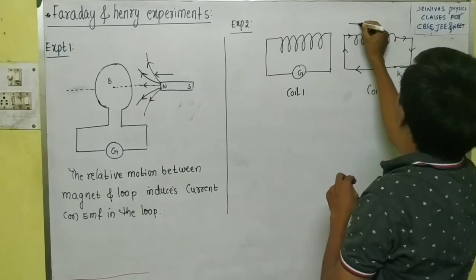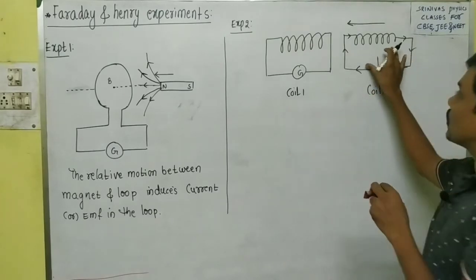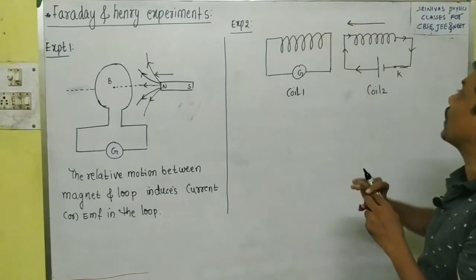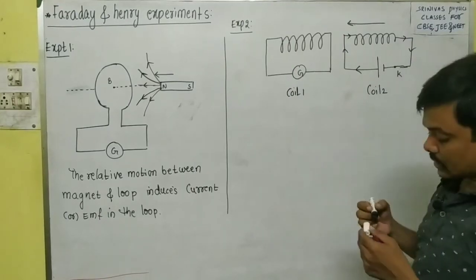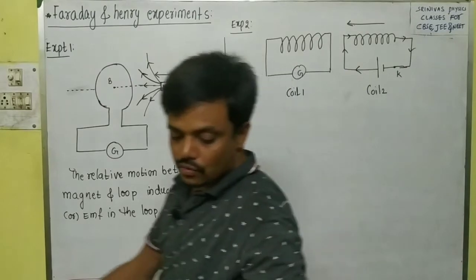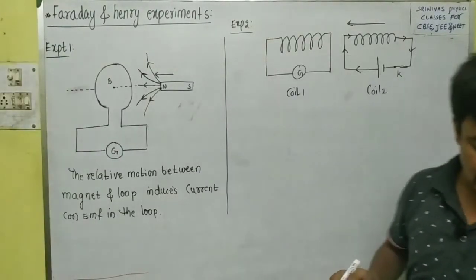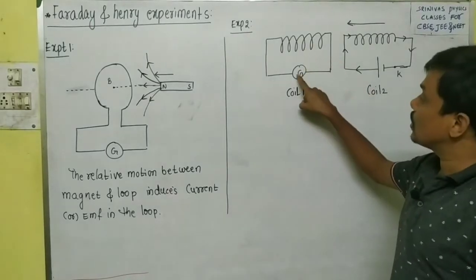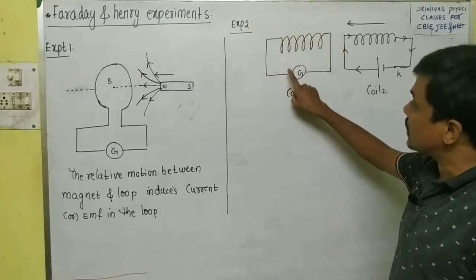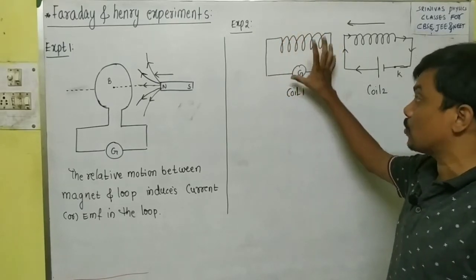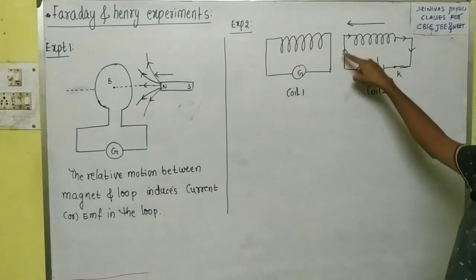Now coil 1 is moved towards coil 2, or coil 2 is moved towards or away from coil 1. Okay, look here, they are taking two coils. The first coil has only a galvanometer. That means in this there is no battery. The galvanometer should show zero deflection, no current. But in the second coil there is a battery, and some current passes.